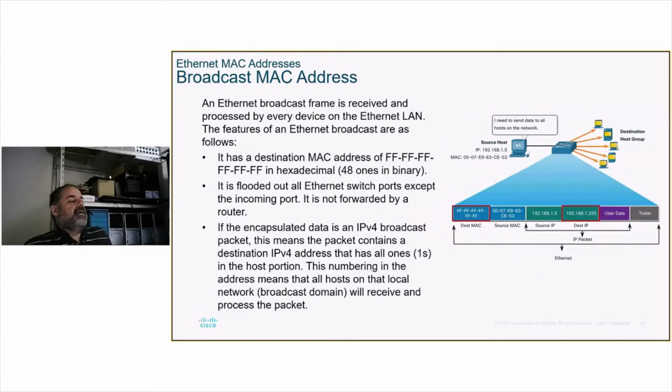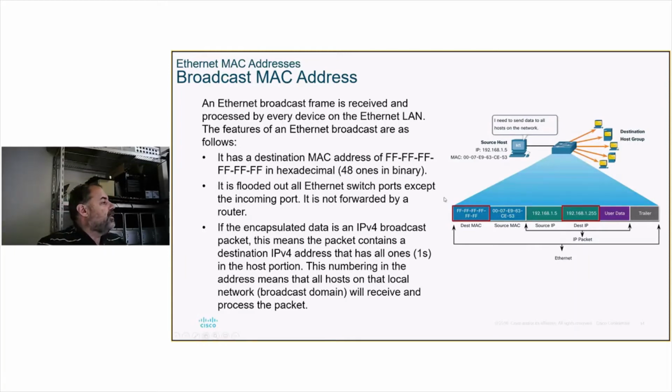Now, you can also have an Ethernet broadcast address or frame. The Ethernet broadcast frame is received and processed by every device on an Ethernet LAN. The features of a broadcast are as follows. The destination MAC address will be all Fs. Of course an F is 4 ones, so in binary it's 48 ones. It is flooded out all Ethernet switch ports except the incoming port, and it is not forwarded by a router. So Ethernet switch ports will always forward broadcasts.